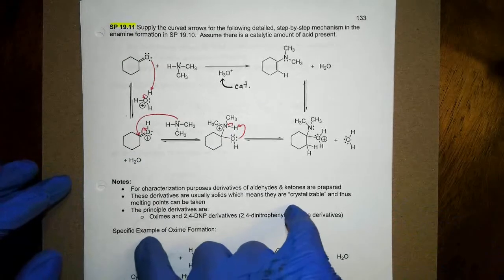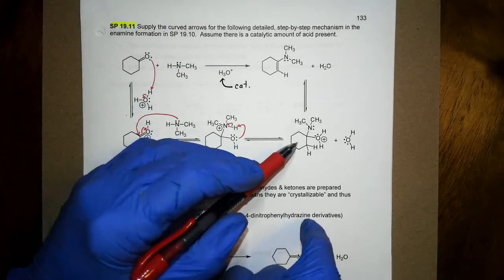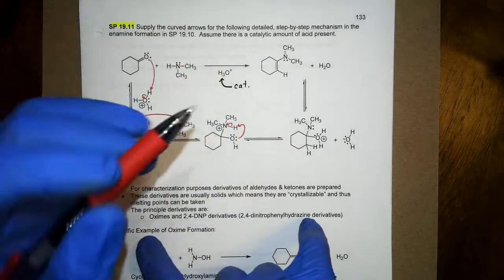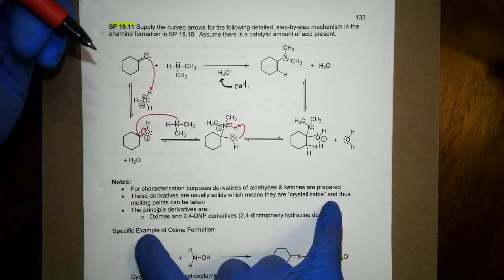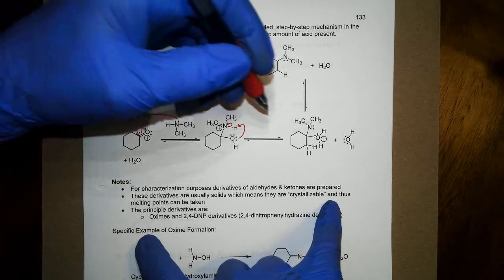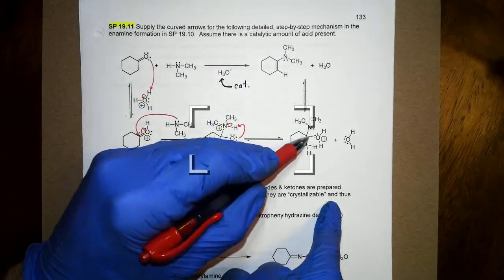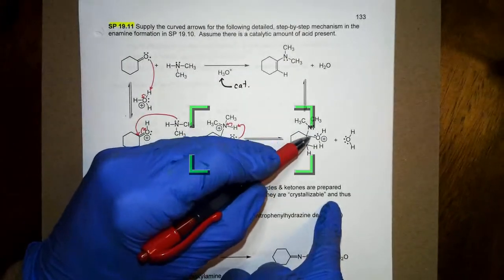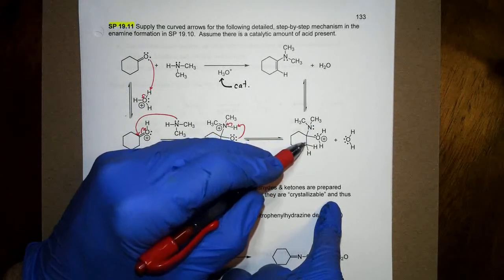Now at this point, we could have one of several things happen. But let's just go ahead and show this as if it were an E2 mechanism. I think that might be easiest to do. Water is a good leaving group. So if water were to leave, then we could form a double bond here.